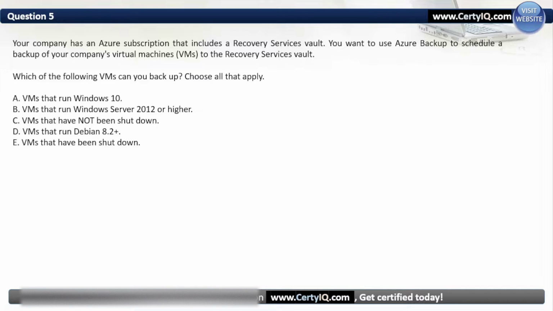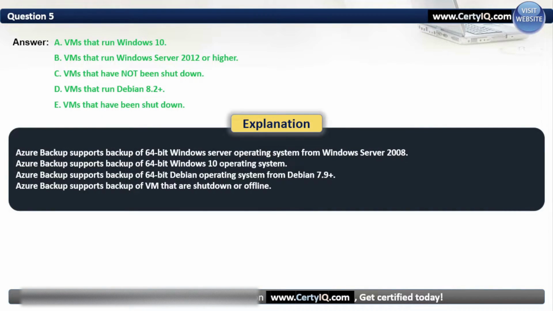In this question, all of the given options are correct. About the options, Azure Backup supports backup of 64-bit Windows Server operating system from Windows Server 2008. Azure Backup supports backup of 64-bit Windows 10 operating system. Azure Backup supports backup of 64-bit Debian operating system from Debian 7.9 plus. Azure Backup supports backup of VMs that are shut down or offline.